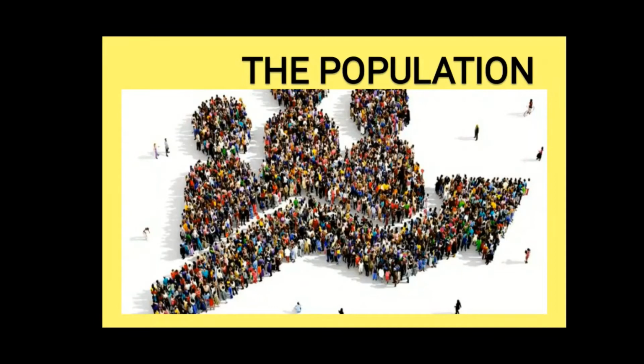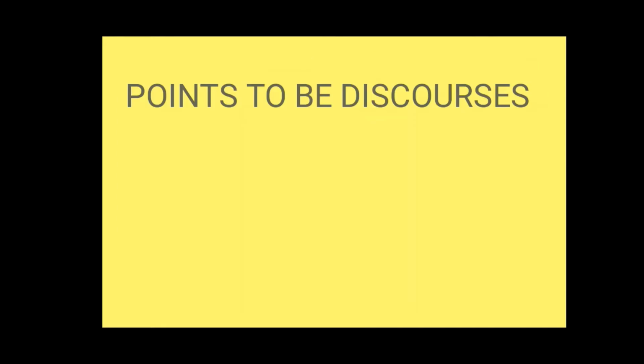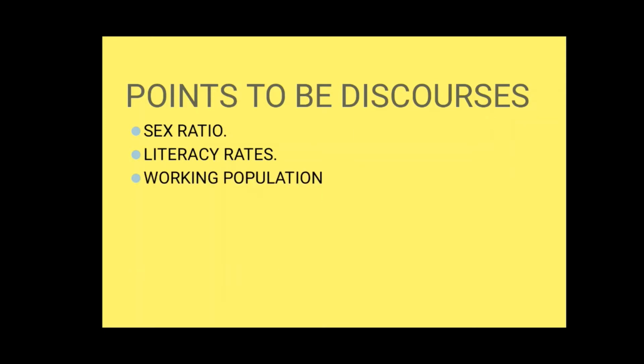Students, we have already learnt in our previous video about what is population, what happens if population increases, and what the census shows. We also learned under census about age structure. Today we shall discuss sex ratio, literacy rates, and working population.